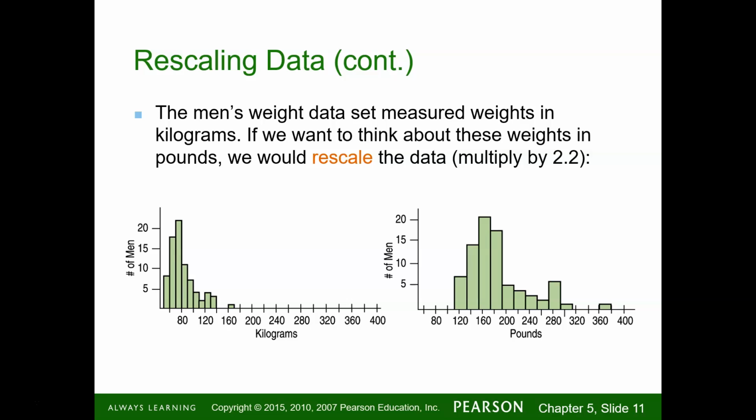Now we're going to rescale the data by multiplying by 2.2 to put it in pounds instead of kilograms. Because remember, to switch from kilograms to pounds, you multiply by 2.2. And look what it does to the data now. It doubles every value. The middle here is right around 80, and the middle here is right at 160. It's basically doubling the data values.